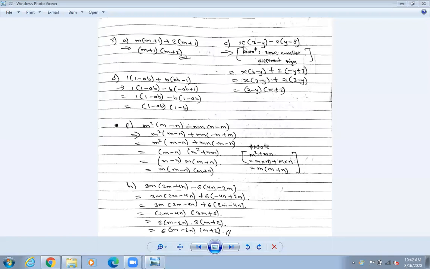Okay, so look at here. So x 3 minus y. Let us write on this as it is. X 3 minus y. Okay. Now let us take minus sign common.